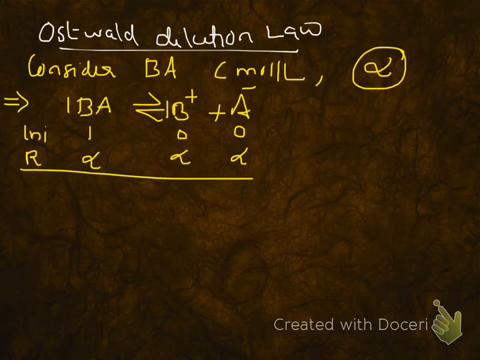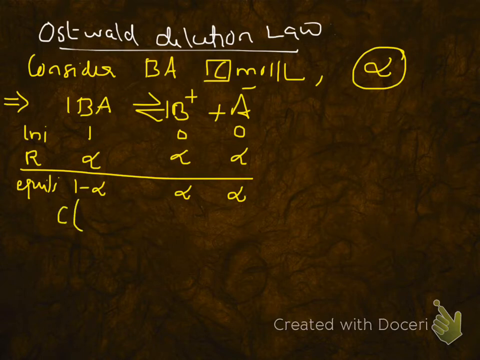After that, the system goes to equilibrium. At equilibrium, BA remaining is 1 minus alpha. Here we have alpha and alpha. And also initially we have mentioned that the concentration is C. Therefore, in this solution, this is the equilibrium number of moles. Now we have to write the equilibrium concentration as C into 1 minus alpha, C alpha and C alpha.